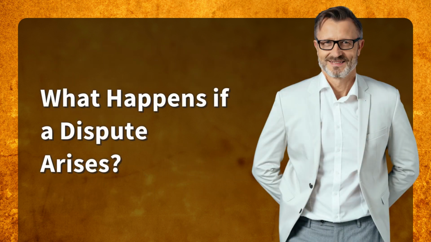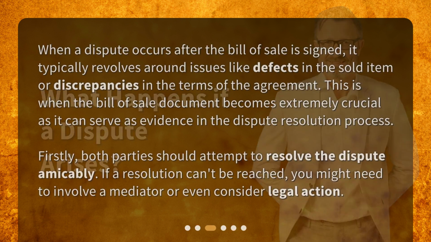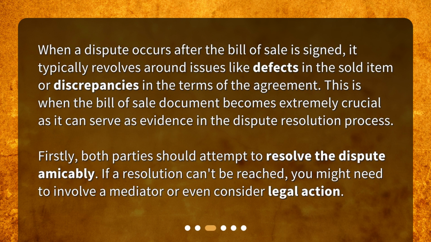What happens if a dispute arises? When a dispute occurs after the bill of sale is signed, it typically revolves around issues like defects in the sold item or discrepancies in the terms of the agreement. This is when the bill of sale document becomes extremely crucial, as it can serve as evidence in the dispute resolution process. Firstly, both parties should attempt to resolve the dispute amicably. If a resolution can't be reached, you might need to involve a mediator or even consider legal action.